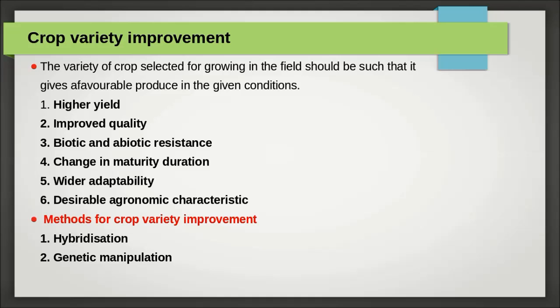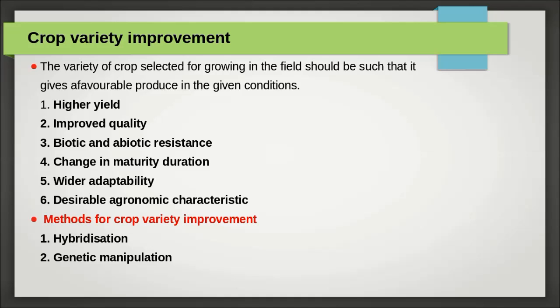Number 4, change in maturity duration. Short duration crops reduce cost of crop production and uniform maturity makes harvesting easier. Number 5, wider adaptability. Develop wider adaptability varieties which can be grown in different environmental conditions. And number 6, desirable agronomic characters. For fodder crops, tallness and profuse branches are desirable. For cereal crops, dwarf variety is desirable since fewer nutrients would be consumed.